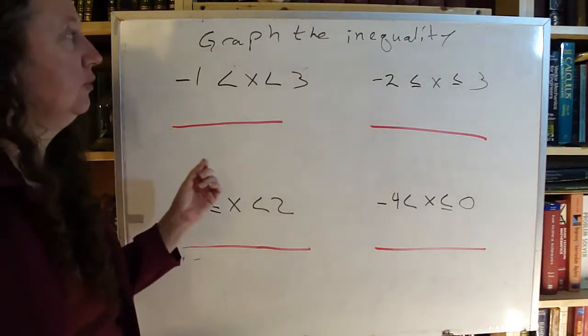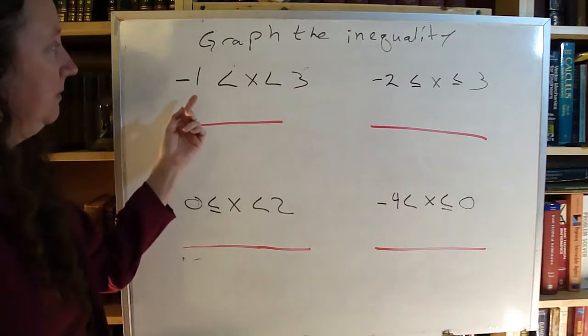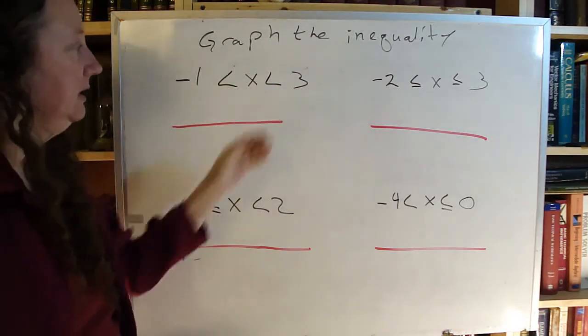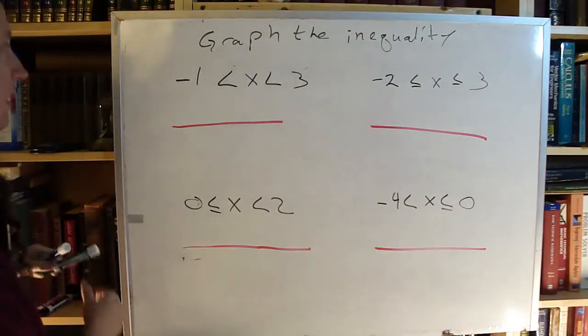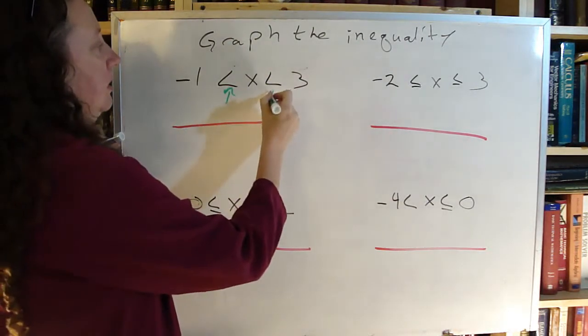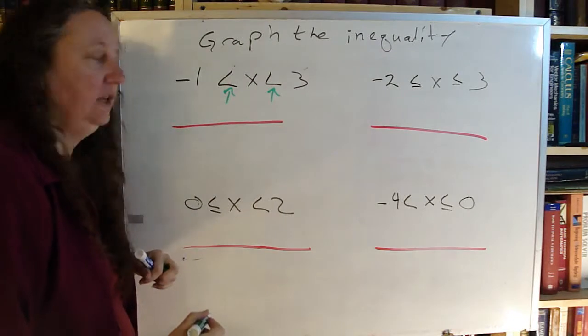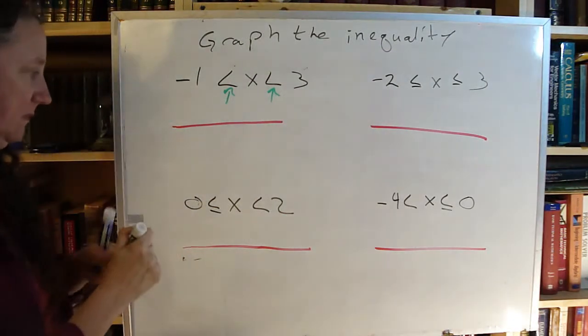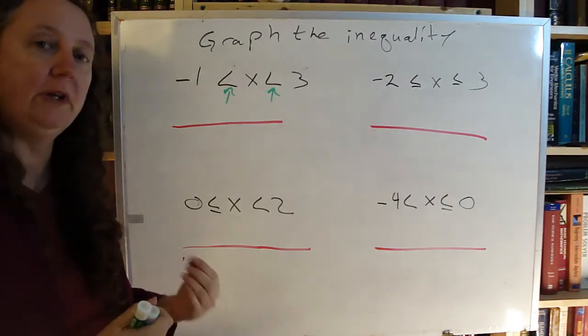Here we're being asked to graph more inequalities. These are double-sided inequalities. Notice when looking at them, you have two inequality symbols, and they both point the same way.